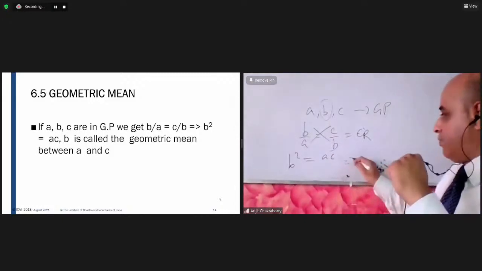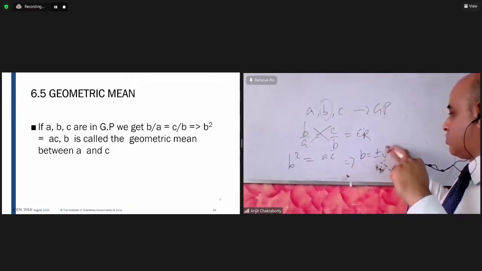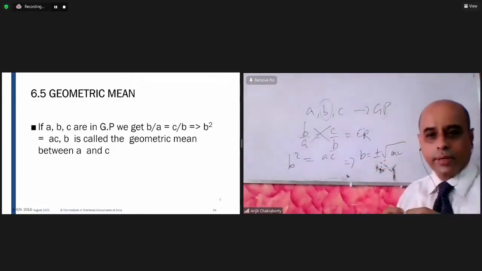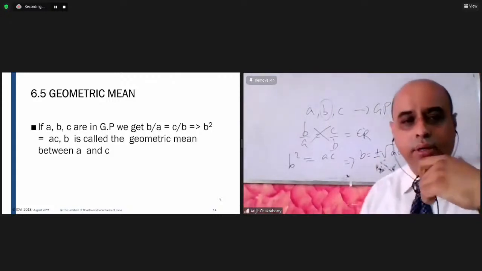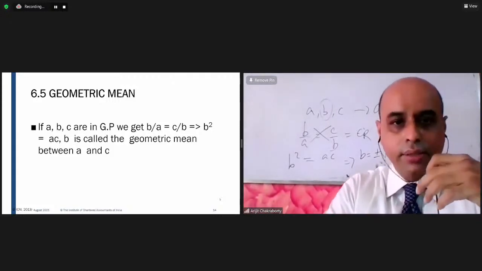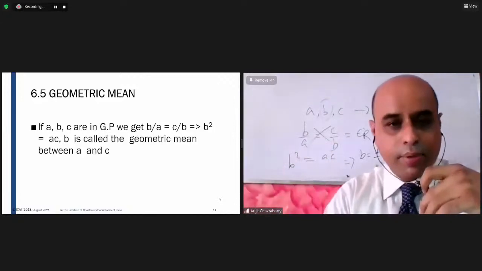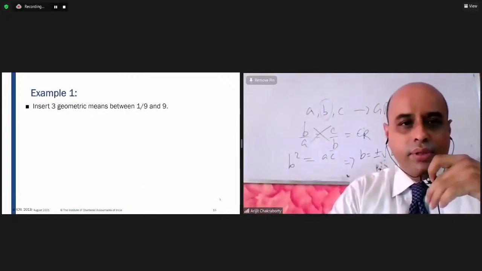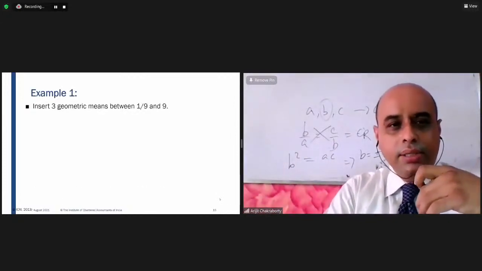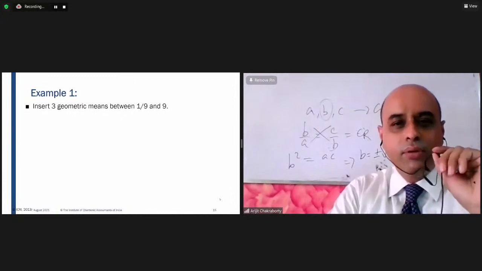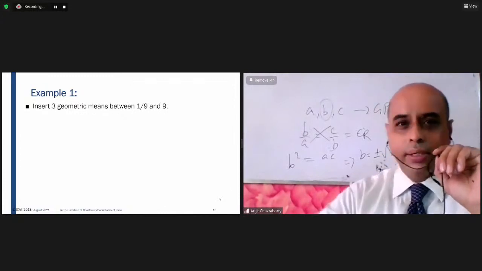Therefore, of course, B will be plus minus square root of AC. Okay, so this is how we calculate the geometric mean between A and C. This is the theory. Yes, we will take a number of practicals. Here we start with the examples. Insert 3 geometric means between 1 by 9 and 9, right?